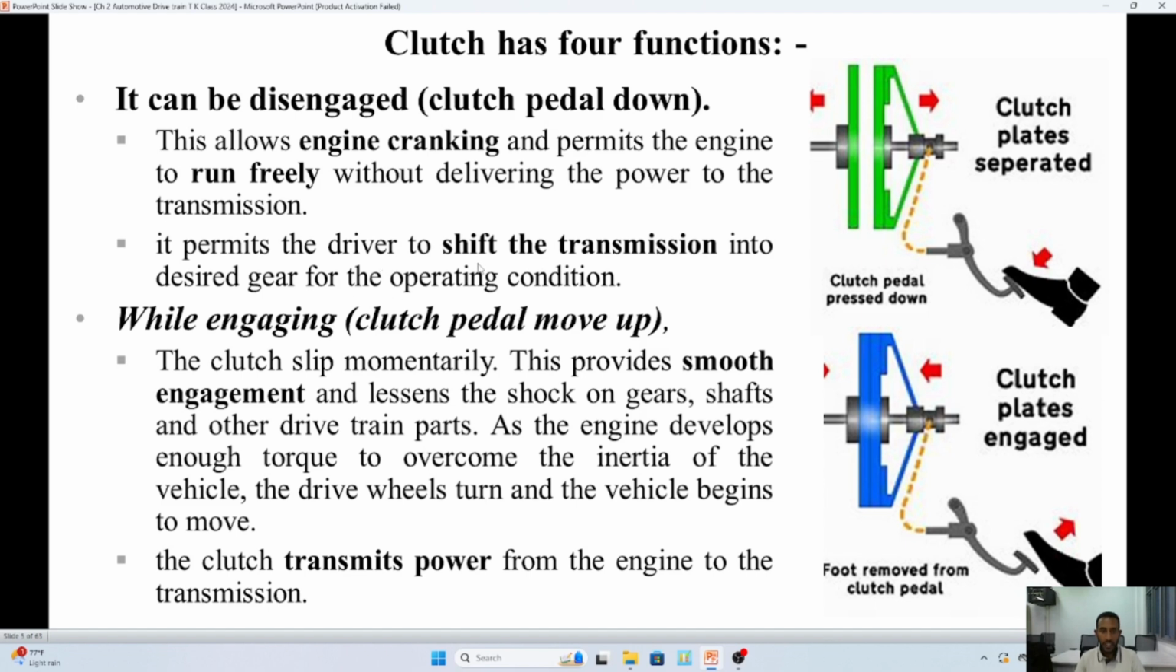Again, it permits the driver to shift into different gears, which is why the driver always depresses the clutch pedal. They make the power interrupted, and after that they can select the preferred gear.